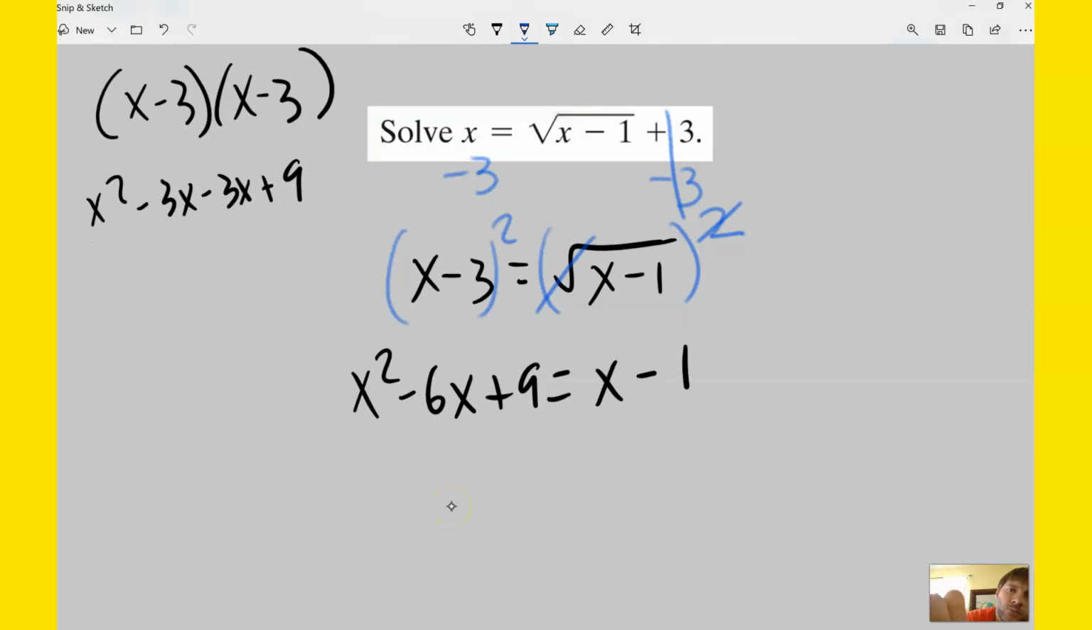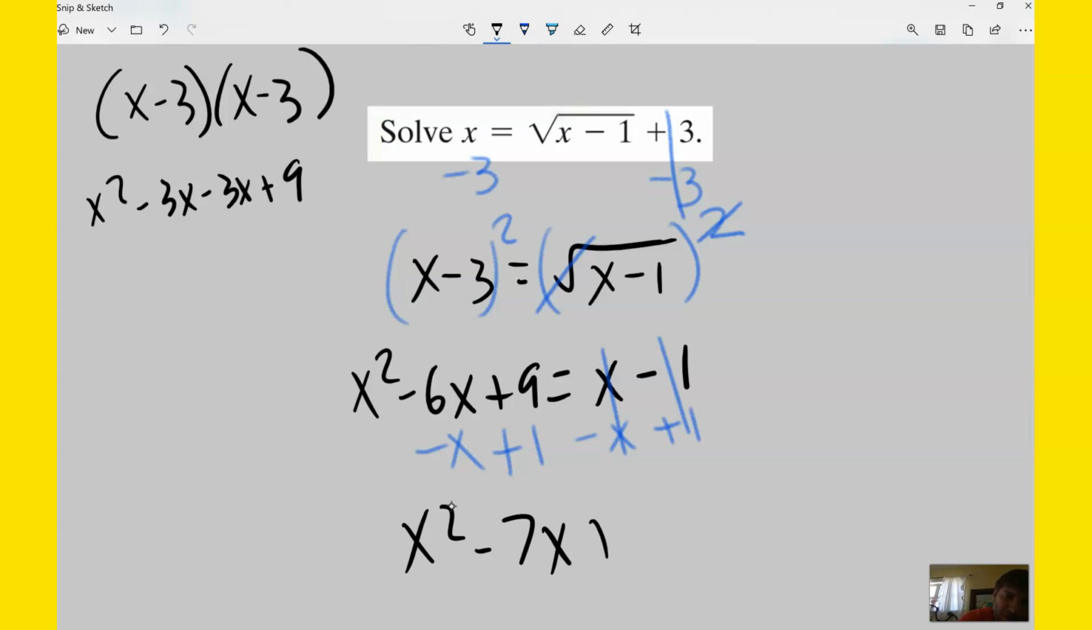And so then probably what I want to do is move all the terms to the same side, combine all my like terms, and then see what I can do from there to solve. So I'm going to move my x by subtracting x from both sides. I'm going to move my minus 1 by adding 1 to both sides. And that's going to give me x squared minus 7x plus 10 equals 0.